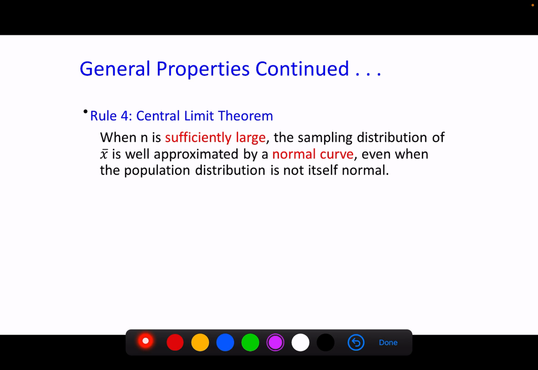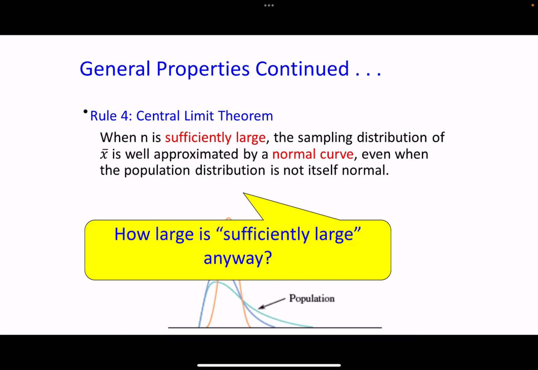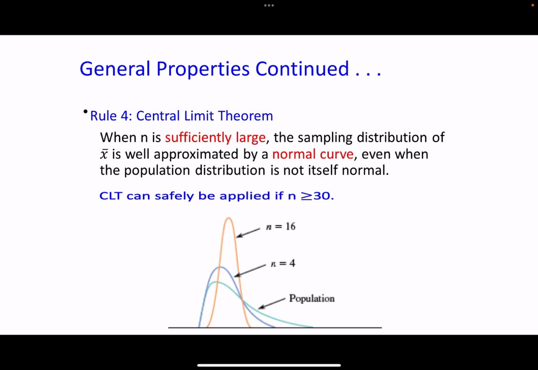So rule 4, the central limit theorem: when n is sufficiently large, the sampling distribution of the mean is well approximated by the normal curve, even when the population distribution itself is not normal. But the question is, what is sufficiently large? If we look here, there's the population, then n is 14 and n is 16. We're starting to get more normal, but we're not there yet. So how large is sufficiently large anyway? Well, the central limit theorem can be safely applied if n is greater than or equal to 30.